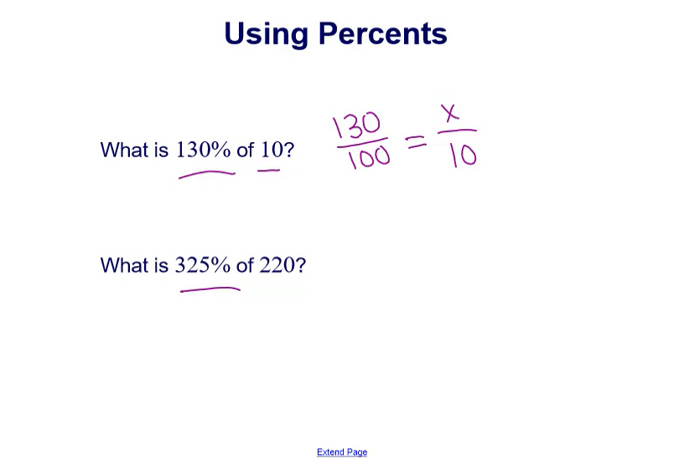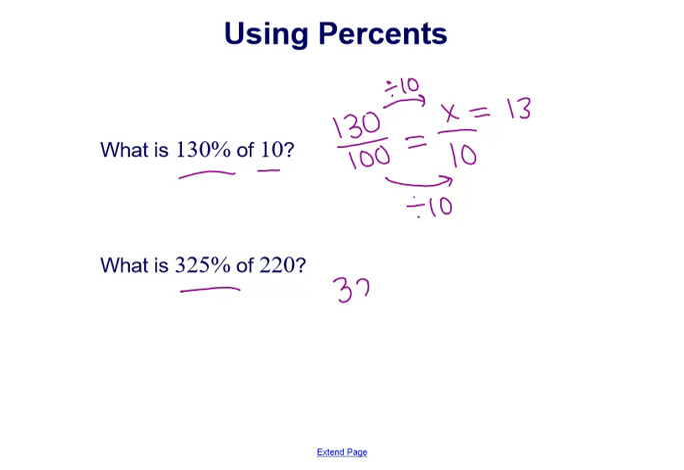To solve for x, we'll look at the relationship between the denominators of 100 and 10, and we can see that we get from 100 to 10 by dividing by 10. So we'll divide the numerator 130 by 10 as well. We'll divide by 10, and that gives us our unknown amount is 13. For 325% of 220, we'll turn our percent into a fraction over 100.